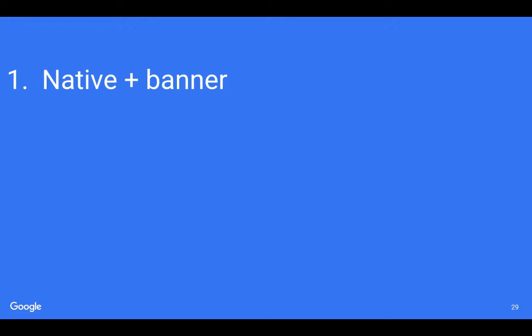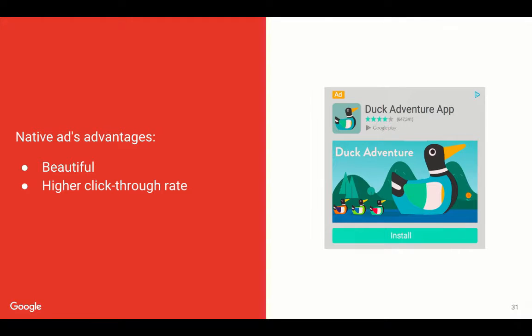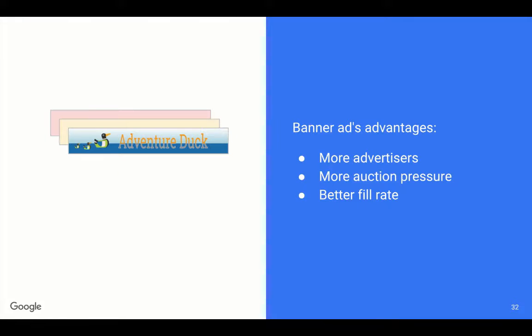The Native Plus Banner feature is a simple method that can improve the bottom line of your ad business. In your app, if you have to choose between native and banner ads, what are the reasons for choosing one over the other? Well, we already know that native ads are flexible. Publishers have the control to make the ads beautiful and engaging. That's why native ads have a much higher click-through rate. On the other hand, banner ads have been around for a long time. There are more advertisers using banners to drive up the auction pressure. As a result, banner ads have a better fill rate.